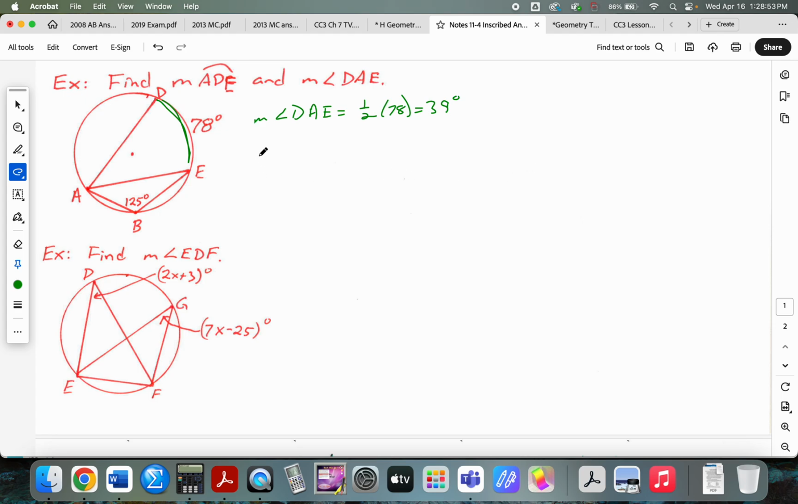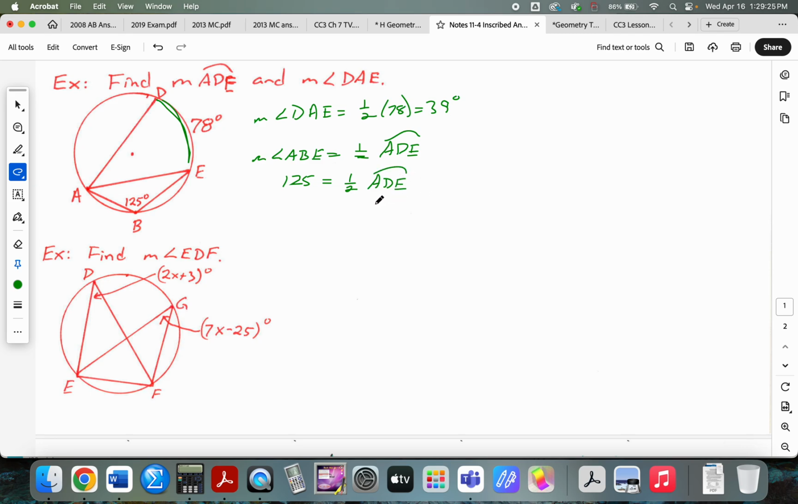Now, here we're doing this in the opposite direction. The measure of angle ABE is going to be half of its arc, which is from A around to D around to DE. So arc ADE. The angle's 125. So what do we have to do to find the measure of the arc?